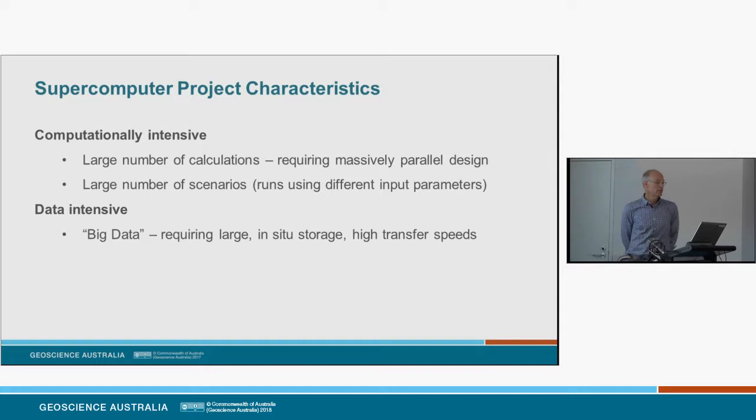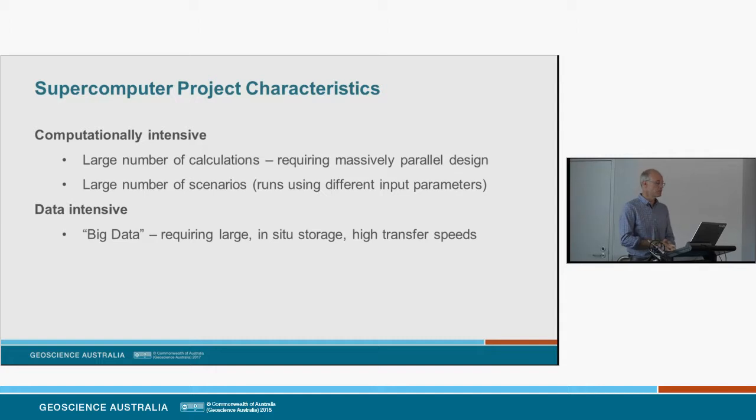So what is it about supercomputing projects? Why do we use supercomputers? Well, the projects that we do on a supercomputer tend to have one of these characteristics. They're either computationally intensive or they're data intensive. Computationally intensive, this is where we have a large number of calculations, and this requires having massively parallel design. So to do it efficiently, you will use tens of thousands of processors, run tens of thousands of simultaneous calculations. And so a big user of supercomputers is going to be climate models.